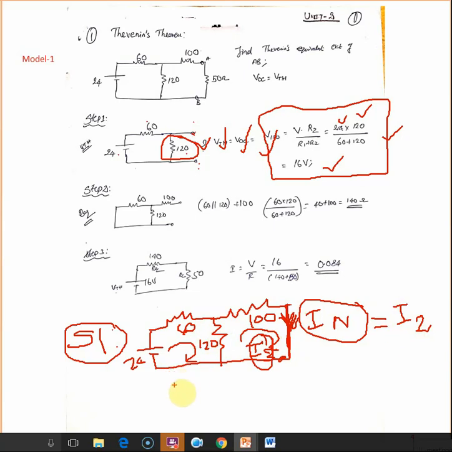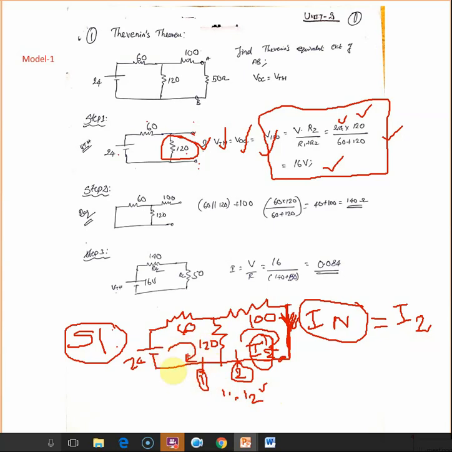Using KVL, Kirchhoff's voltage law, you can find I2. How do we use Kirchhoff's voltage law? There are two loops. For loop number one, write equation number one. For loop number two, write equation number two. Simplify equation one and equation two, and you will get I1 and I2. I need only I2, so take it. That's all. How do we write the equation for loop number one?